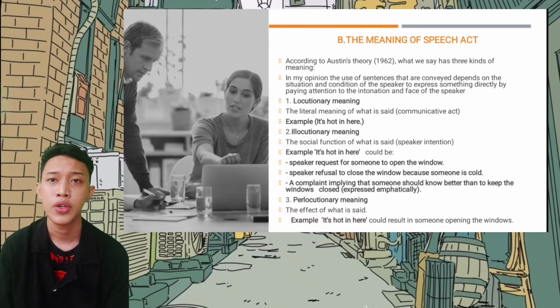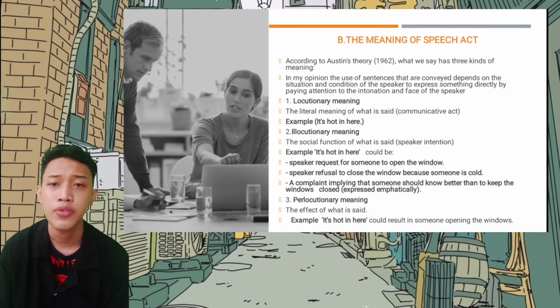This one meaning literary. The literary meaning of what is said. Communicative art. Example is hot in here. 2. Illusionary meaning that social function of the what is said. Speaker intonation. Example is hot in here could be speaker requires of the someone to open the window. 2. Speaker refusal to close the window because someone is cool.